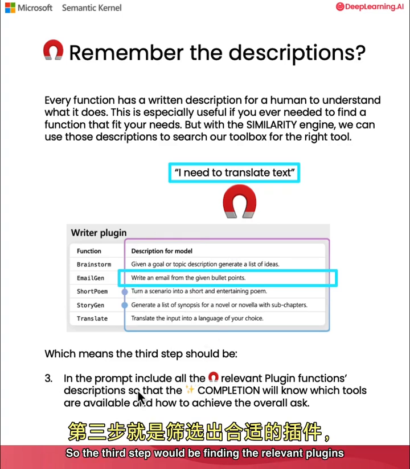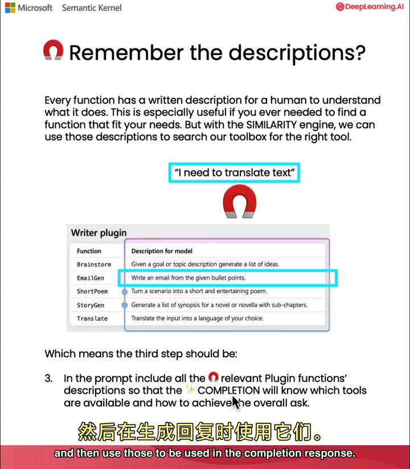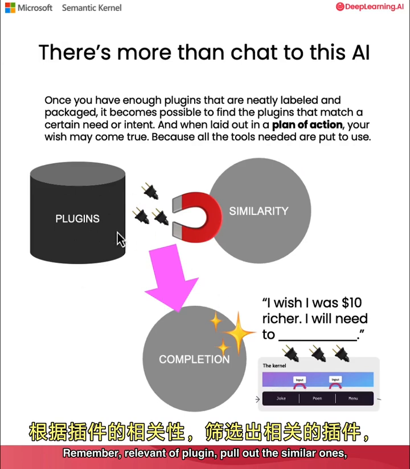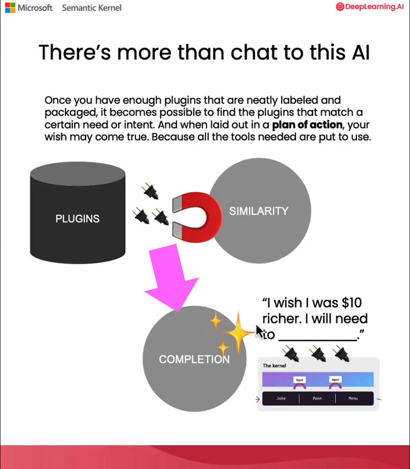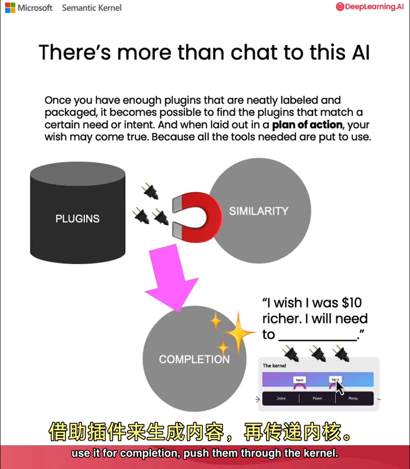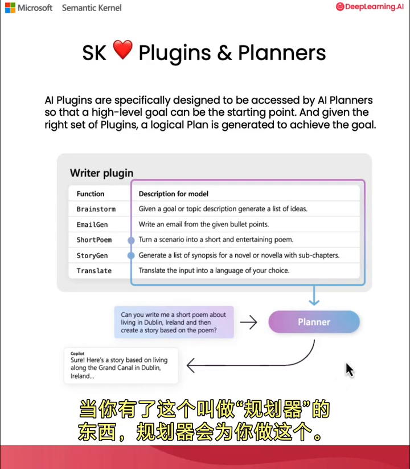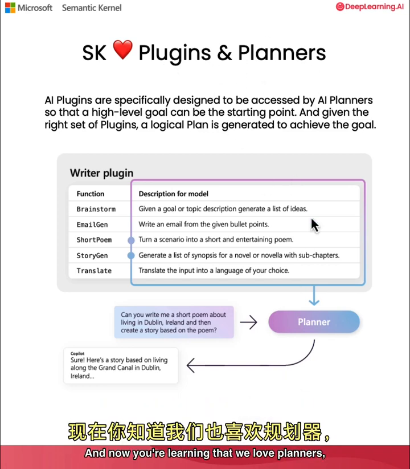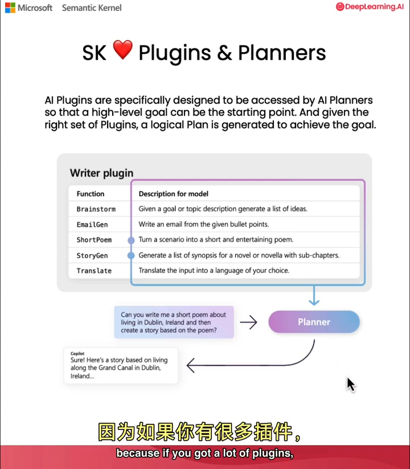So the third step would be finding the relevant plugins and then using those in the completion response. That's kind of abstract. Remember, vat of plugins, pull out the similar ones, use them for completion, push them to the kernel. And when you have this thing called the planner, it does that for you. And luckily in Semantic Kernel, we love plugins. And now you're learning that we love planners. Because if you've got a lot of plugins, you'll need a planner.